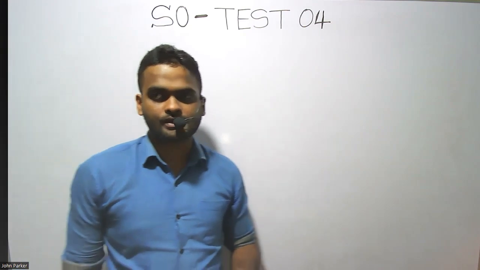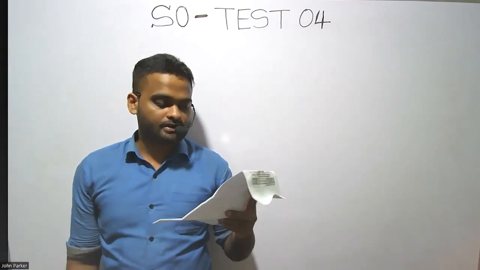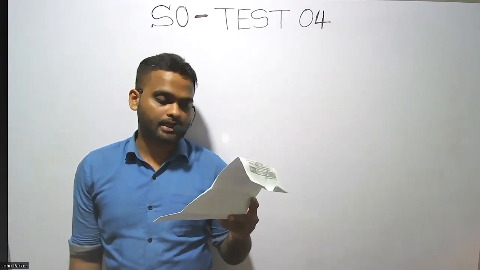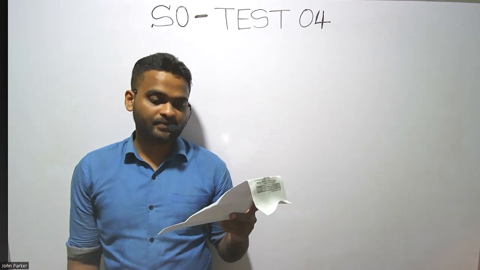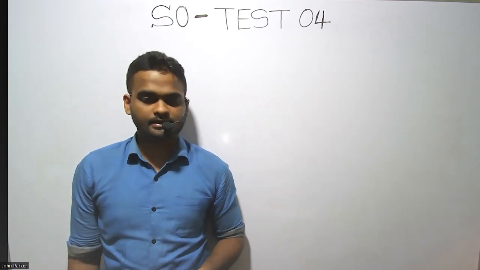Right, sixth question. Two forces, 4 Newton and 3 Newton, are applied on an object. The maximum value of their resultant is.